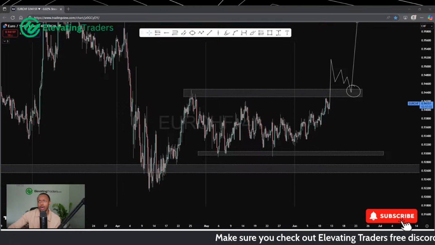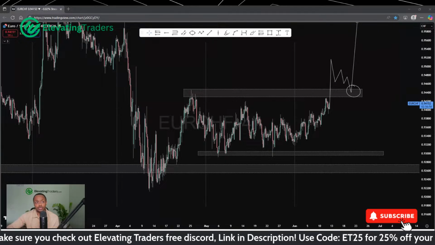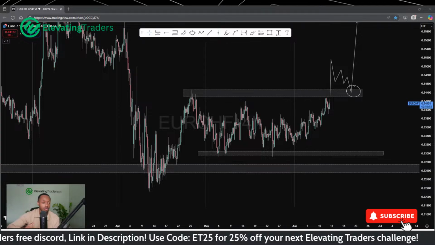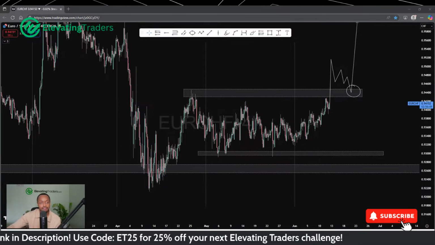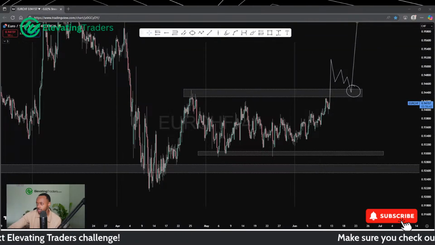I'm still quite bullish on the CHF pairs as a whole, by the way. So I'm still looking for longs on Aussie Swiss. Still looking for longs on New Zealand Swiss, CAD Swiss, Euro Swiss. So that's still the narrative I'm looking to play. But yeah, CHF has been quite strong, so I'm gonna have to be patient with that.